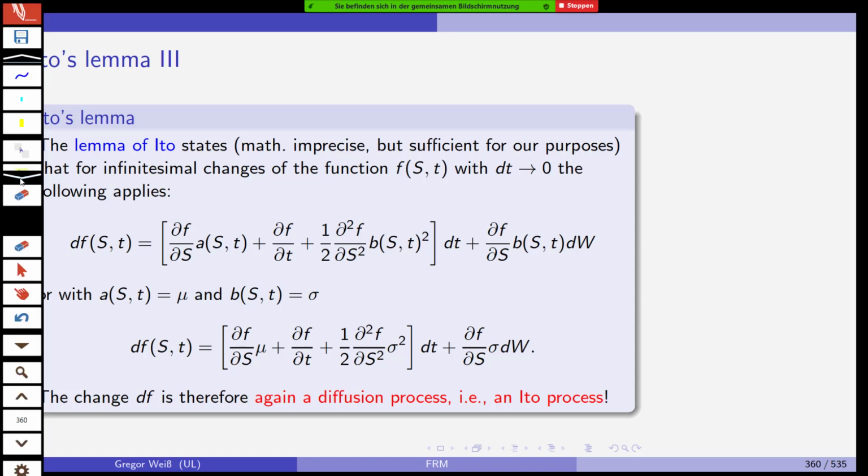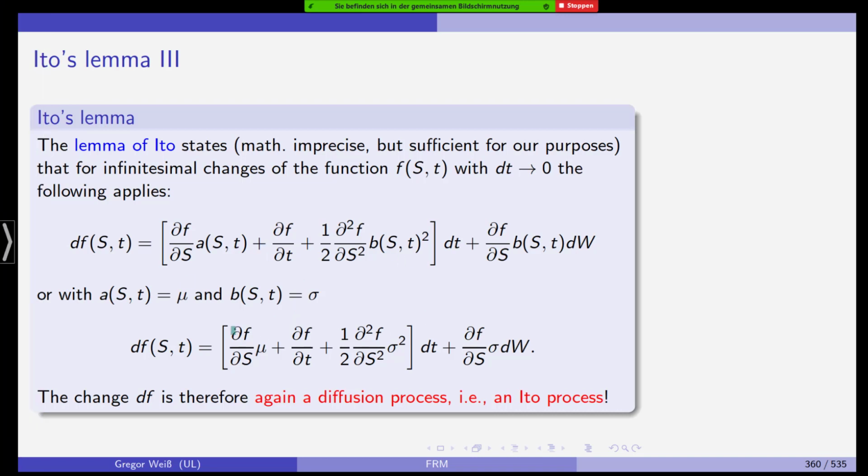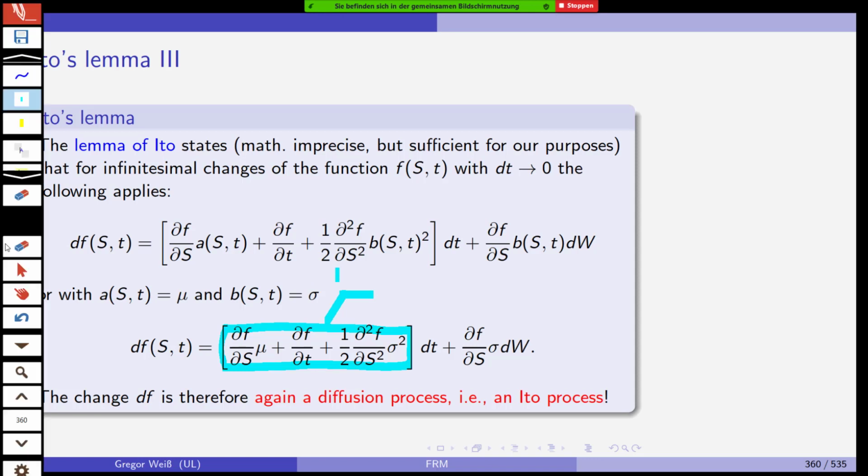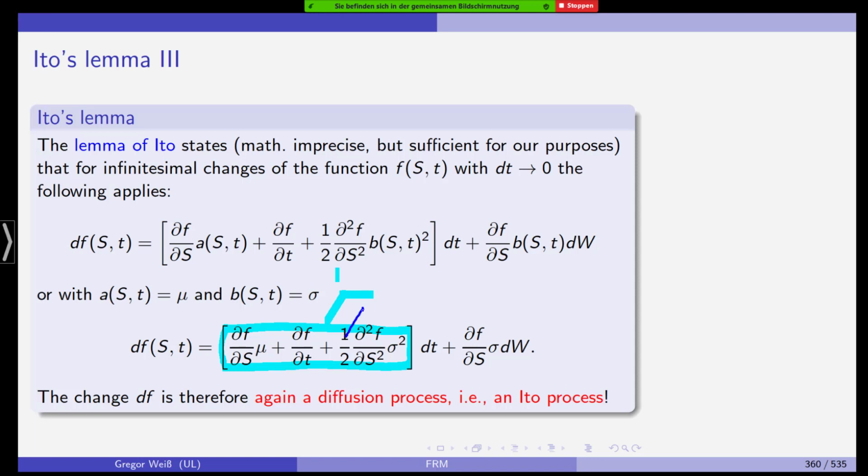Or if we substitute a by using mu and b by using sigma, you can actually see, let me use something to highlight this. We mark it. We have a parameter. This is nothing but a parameter. We could also say this is mu. Oh, sorry. Let's call this mu tilde. And this one here, let's call this sigma tilde. And what you can see is that the change in the function of a diffusion process is again a diffusion process. Mu tilde dt plus sigma tilde dw.